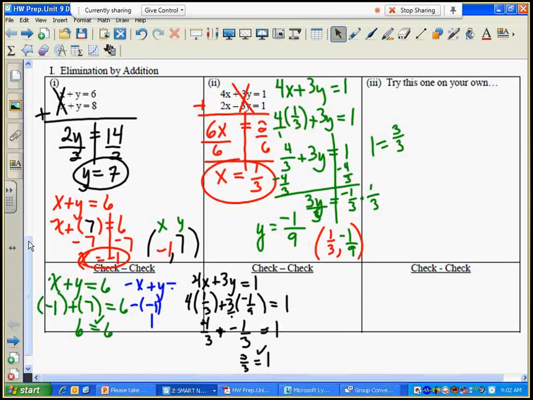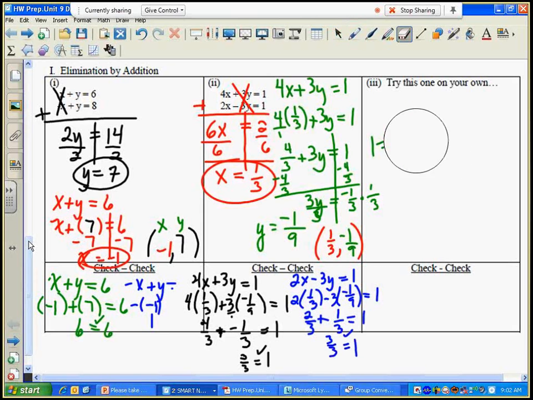Next one. 2x minus 3y equals 1. So 2 times a third minus 3 times negative 1/9 equals 1. That'll give us 2/3 here. Over here, we're going to get a positive. Let's see, that's going to be 3 on top, 9 on the bottom. That's 1/3. 2 plus 1 gives us 3/3. Looky there. It worked out again. That's telling us that 1/3, negative 1/9 is on those two lines. It is the point where they intersect.